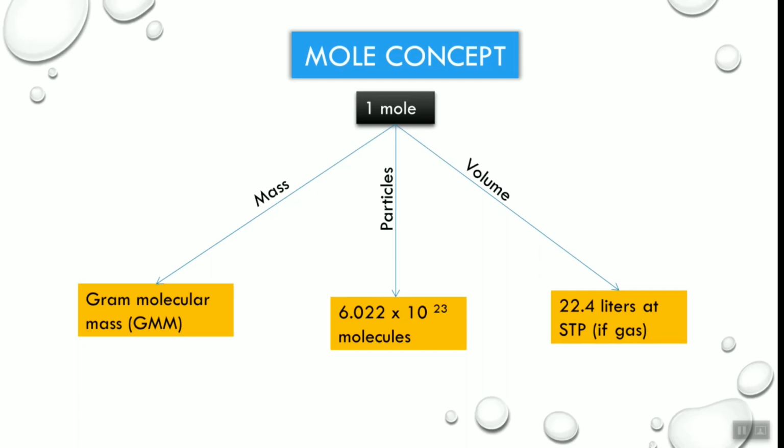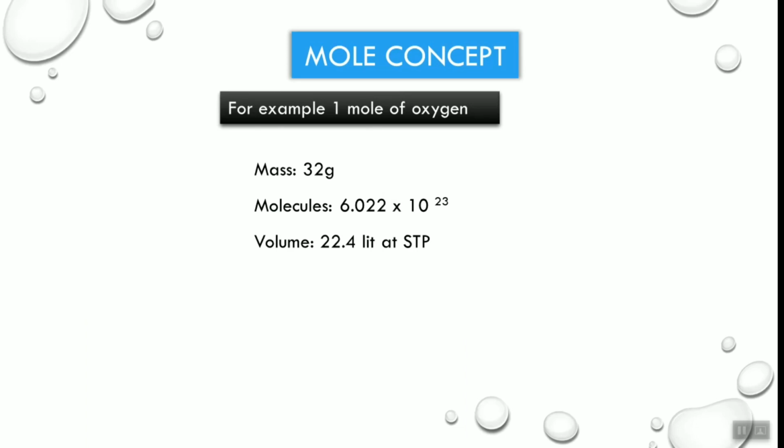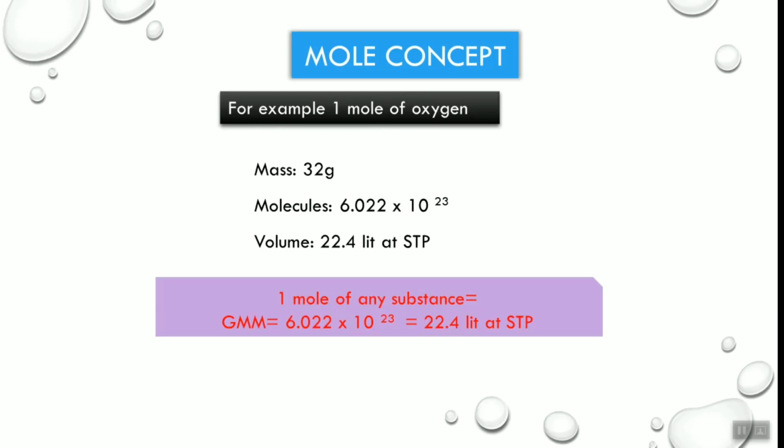So see the mole concept by 3 means. Number 1, by mass: gram molecular mass. By particles: 6.022 into 10 to the power 23 molecules. By volume, it is applicable only for gases: 22.4 liters at STP. For example, 1 mole of oxygen can be calculated by mass, 32 gram; by molecules, 6.022 into 10 to the power 23; and by volume, 22.4 liter at STP.